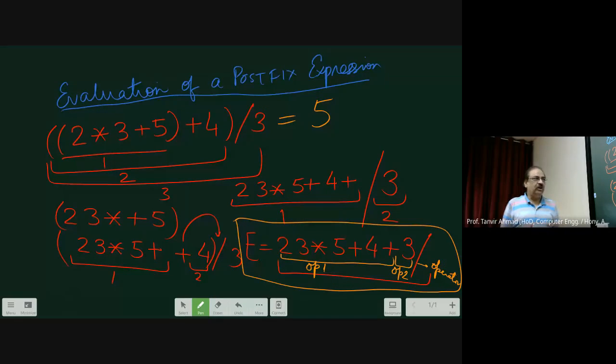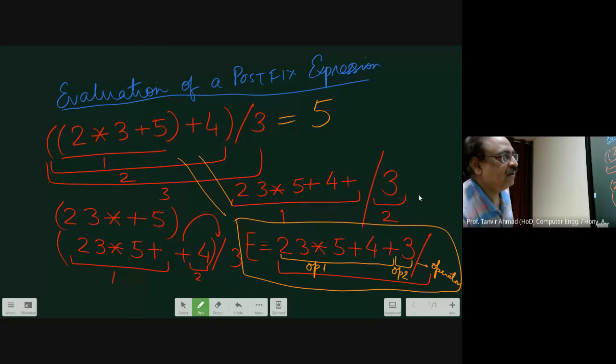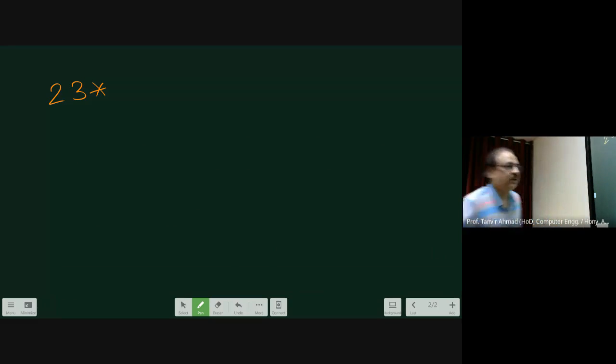Now let us try to evaluate this, and if I get the answer equal to 5, you will agree that these two are the same. Now let us try to evaluate this expression. Now I will take this. The expression is say 2, 3, multiplication.